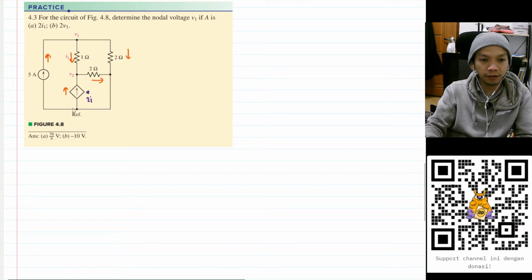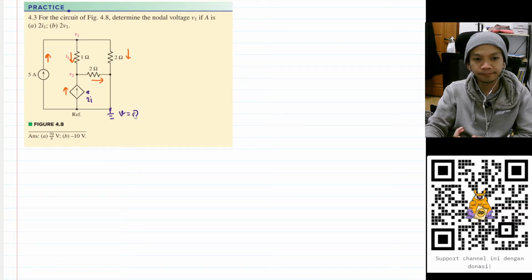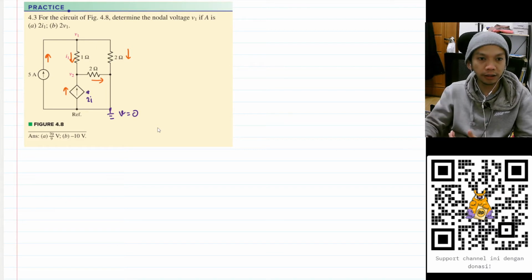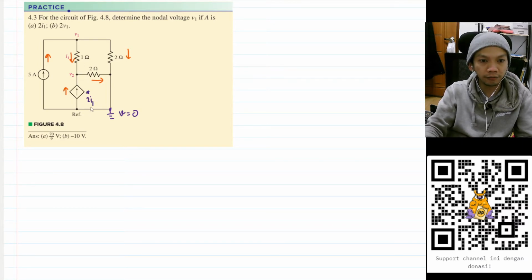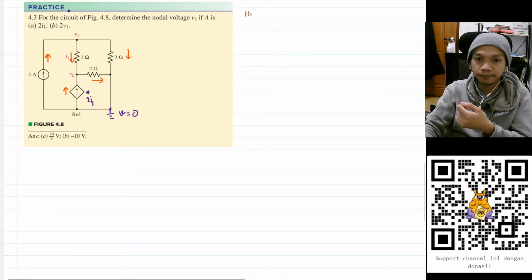Now we have the reference voltage here, so let's put our ground symbol here. And the voltage in this node here in the ground will be 0. Okay, I think that's okay for now. And what we need to do is find the voltage at V1 and V2. Okay, this is 2I1. Let's do KCL at V1.